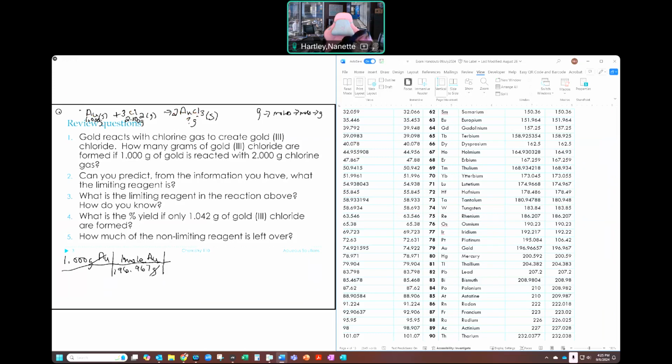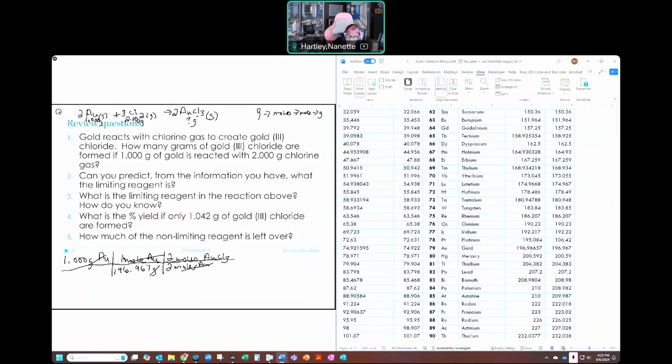And if I do that, now my chlorines are balanced. Now I need a 2 out here. So I have the same number of golds on both sides, and now I have the same number of chlorines on both sides. So that means that there are 2 moles of Au used to make 2 moles of AuCl3. So if that's true, then I've canceled my moles of Au. Right? Should be 1-to-1 parity, but I had to make sure it was balanced.